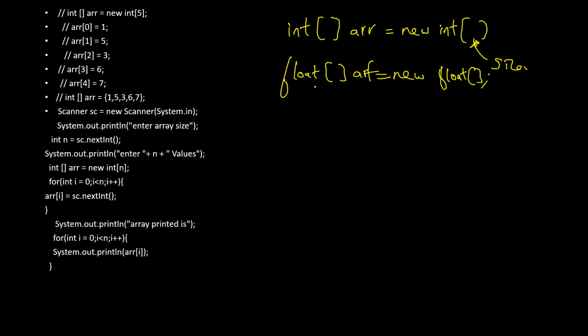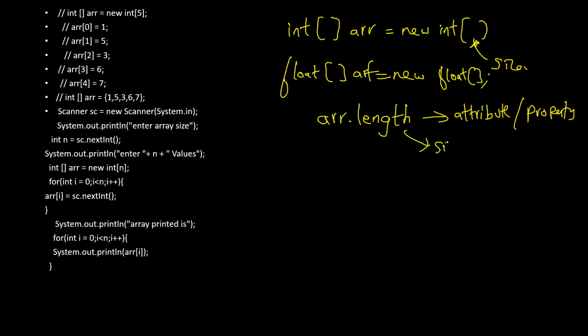And there's one more thing, like if at all you want to know what the size is, like if you don't know n, there's an attribute in arrays. You can do something like this, arr dot length, okay. So this is an attribute, or you can call it a property. So this will basically tell the size of the array. So this is one more thing I would like to add before I complete today's class, okay. So yeah, array size is fixed, okay.